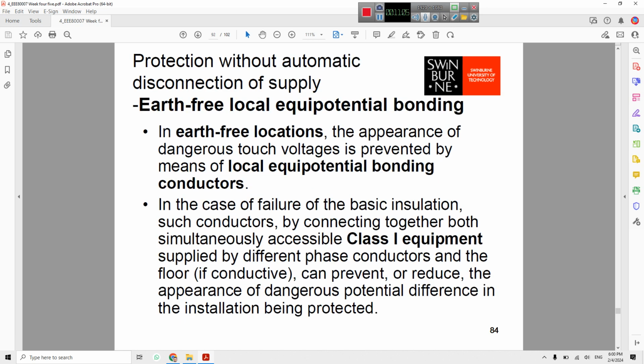In earth-free locations, the appearance of dangerous touch voltage is prevented by means of local equipotential bonding conductors. So, in the case of failure of basic insulation, such a conductor, by connecting together both simultaneously accessible Class A equipment supplied by different phase conductors, and the conductors and the floor, if conductive, can prevent or reduce the appearance of dangerous potential difference in the installation being protected.